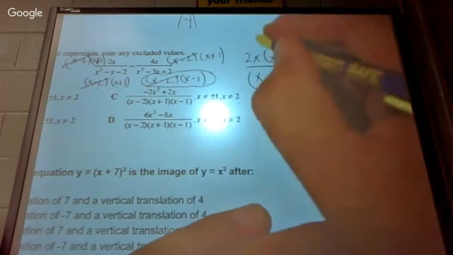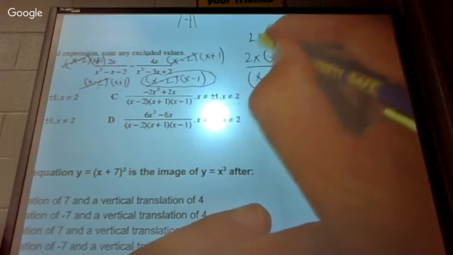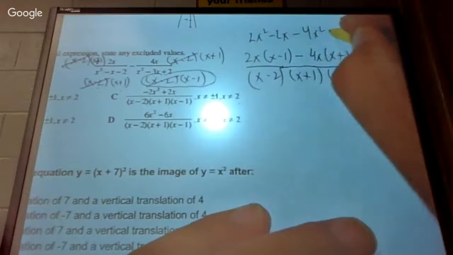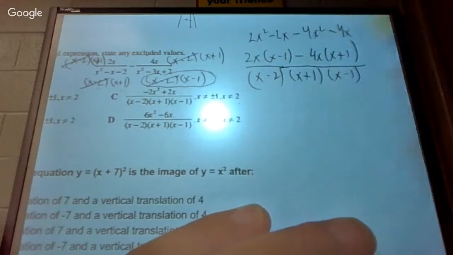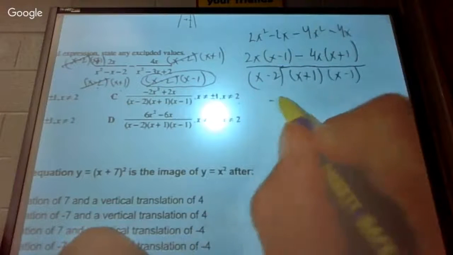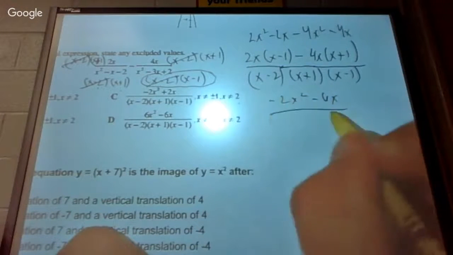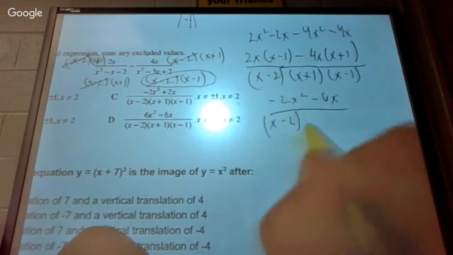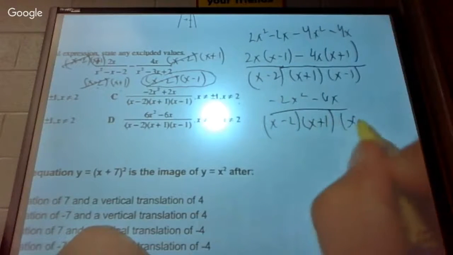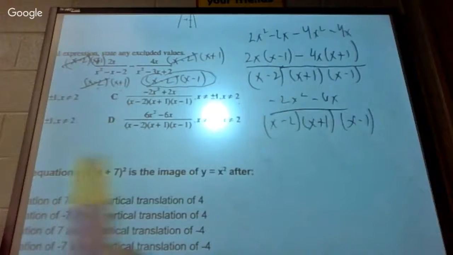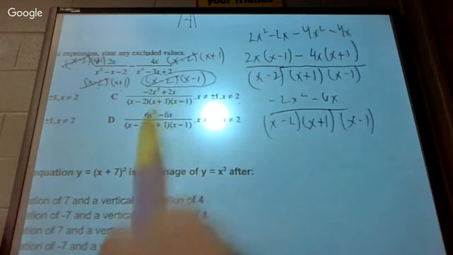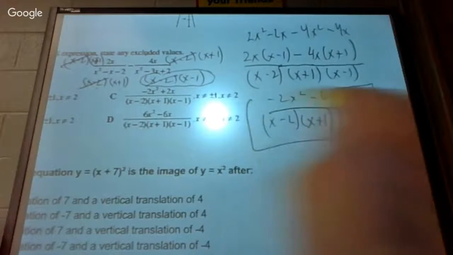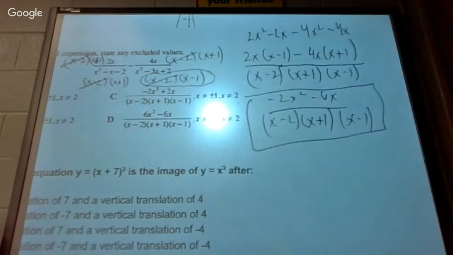If we multiply this out, that's 2x squared minus 2x minus 4x squared minus 4x. Let's see. So the answer will be -2x squared minus 6x over those three parentheses. And with the excluded values all alike, looks like A is the answer by what I wrote down right here. Slow the video down if you need to when you see it.